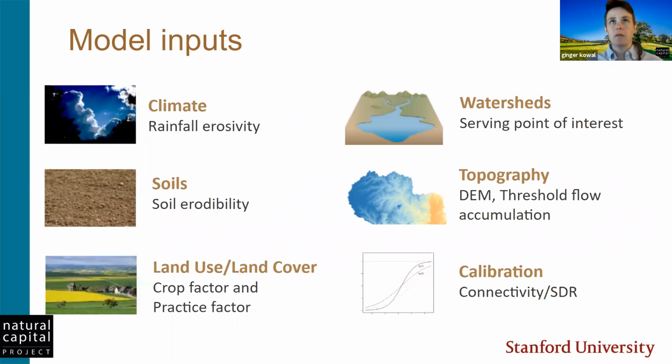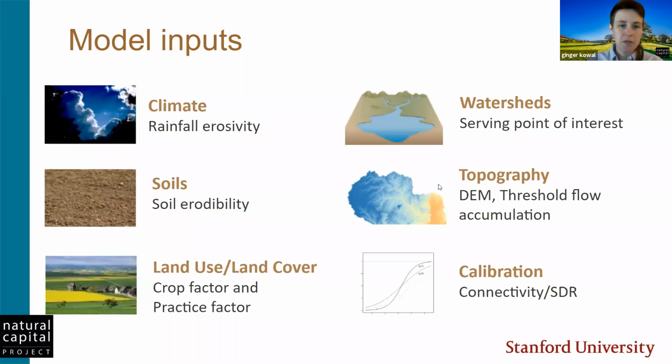So the inputs to the model are the components of USLE, or those landscape descriptors, and topography, so that the upslope contributing area and the downslope retention path can be calculated. So we need rainfall erosivity, which can be derived from annual climate. We need soil erodibility, which can be gotten from global soils databases. We need a land use land cover raster associated with that crop factor and P factor. Those come in a biophysical table. And we need a digital elevation model.